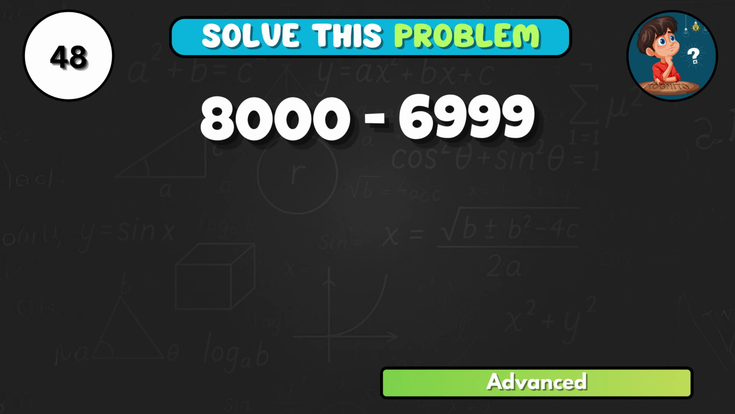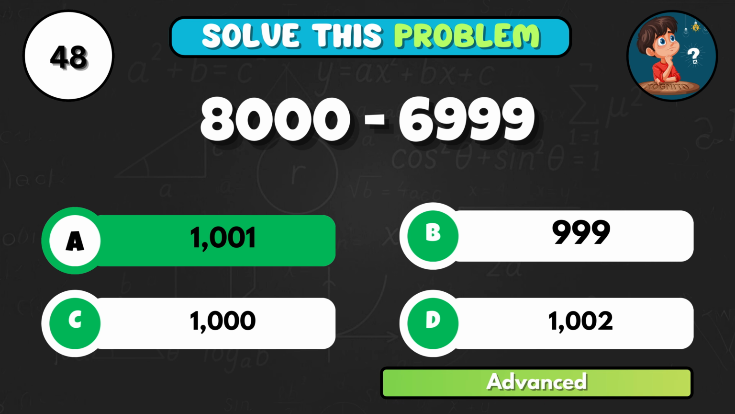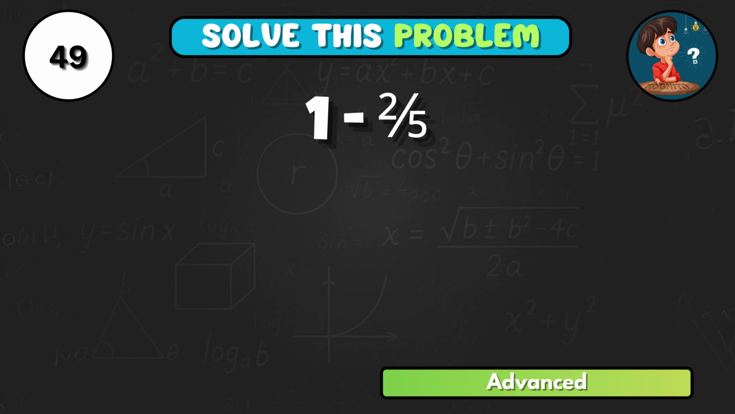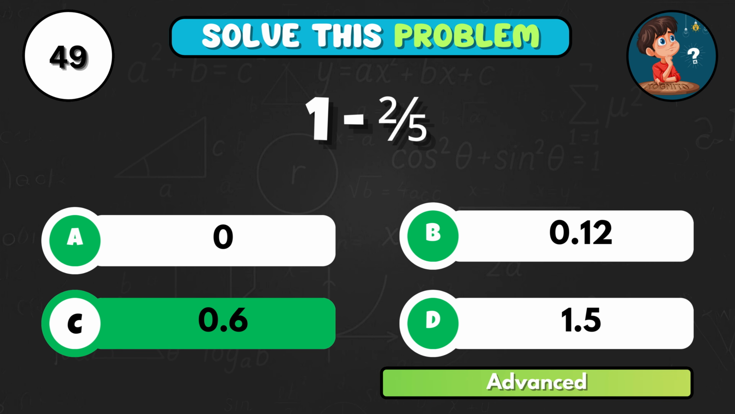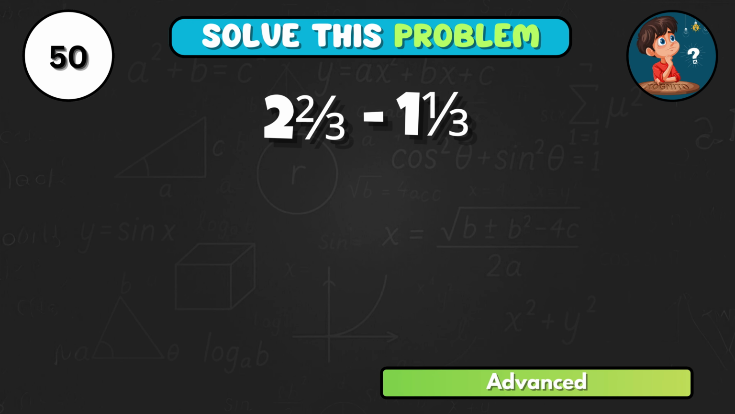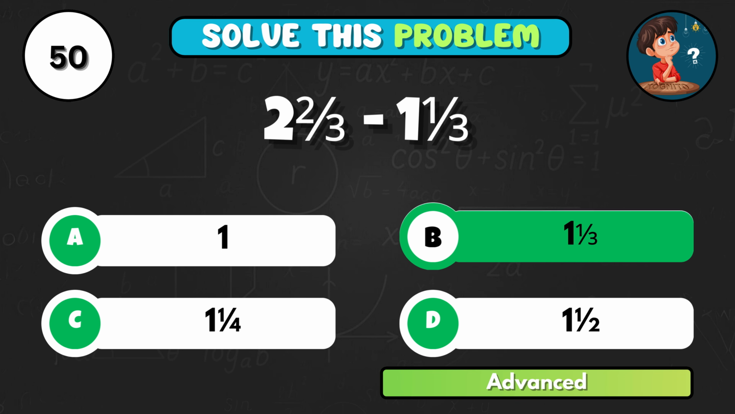Subtract 6,999 from 8,000. Option A is correct. That's 1,001. What is 1 minus 2/5? Option C is right. The answer is 3/5. Subtract 1 1/3 from 2 2/3. Correct answer is B. You get 1 1/3.